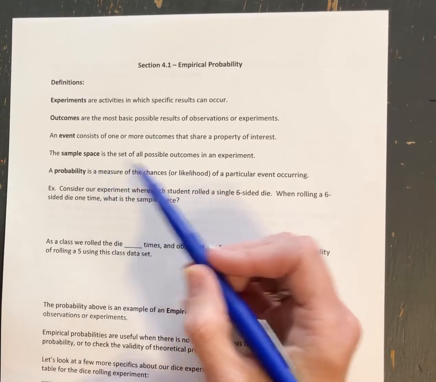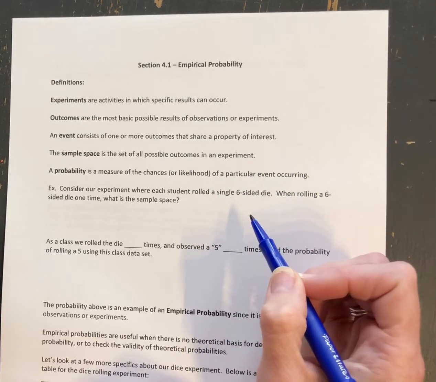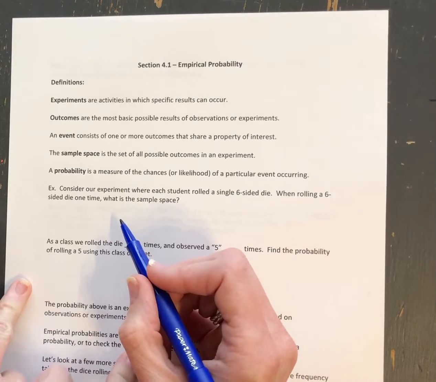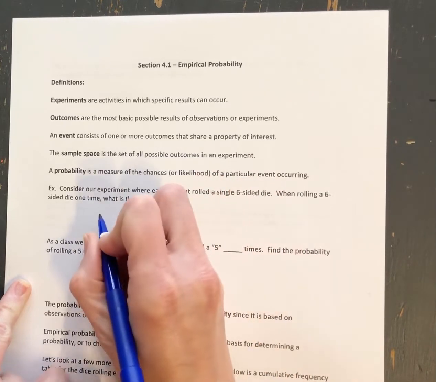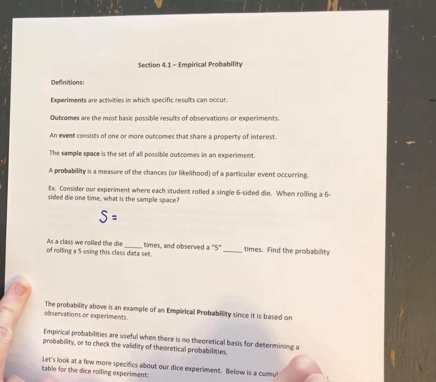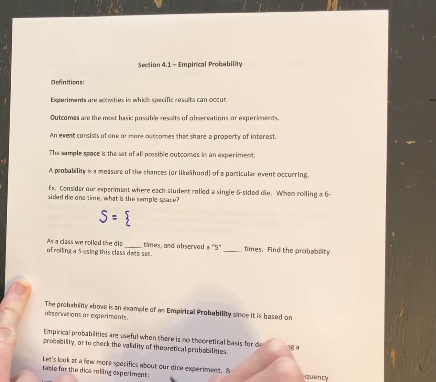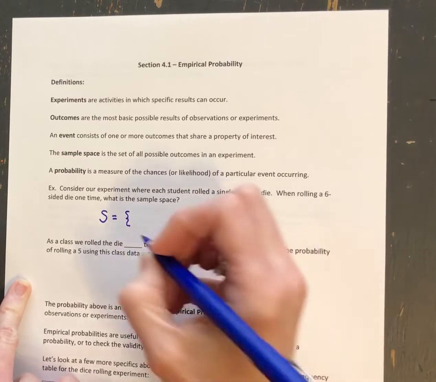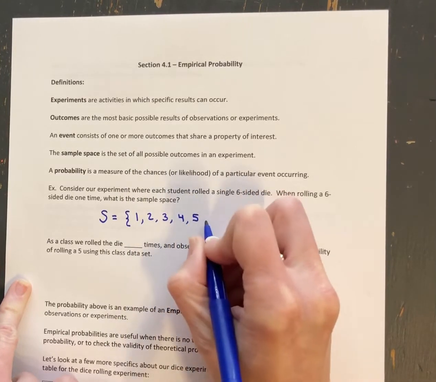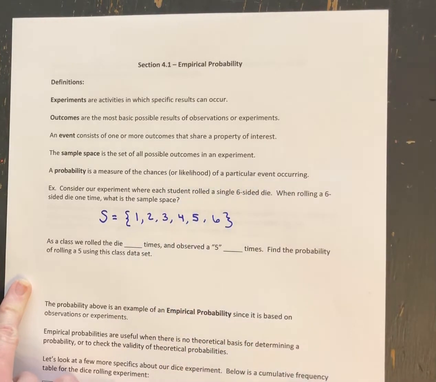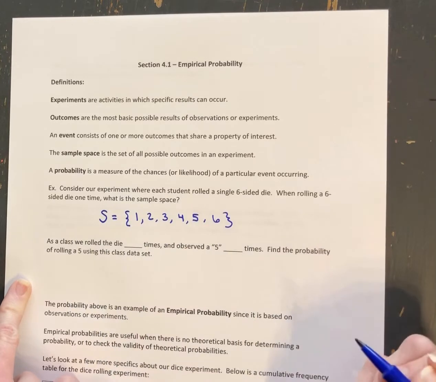The sample space is going to be the set of all possible outcomes in an experiment. Usually we're going to list those out using set notation. If you take a look down here, this example asks us to do that. It says when rolling a six-sided die one time, what is the sample space? So we're usually going to use a capital S to represent our sample space. We will put inside curly brackets the list of each possible outcome. So we could get a 1, 2, 3, 4, a 5, or a 6. And so those would be the 6 outcomes that make up our sample space.